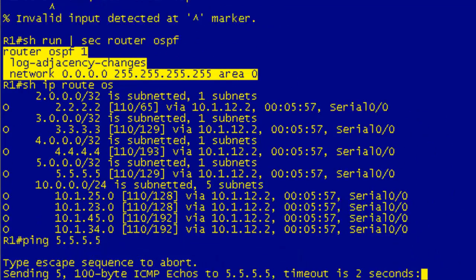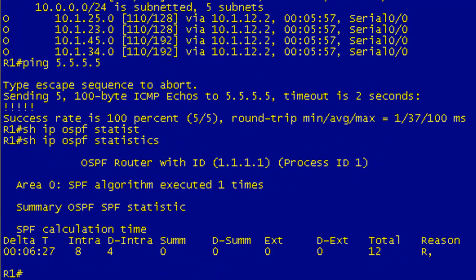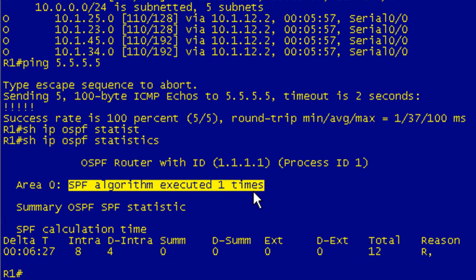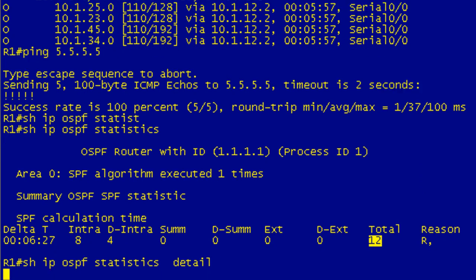Ping 5.5.5.5 just to show you that we do have connectivity. Anyway, let's go ahead and take a look. We verified that we don't have ISPF running. Let's take a look: show ip ospf statistics. And you can see we just brought this up. So the algorithm has been executed exactly one time, and that was about 6 minutes ago, and it took a total of 12 milliseconds. Let's go ahead and take a look at the detail here.